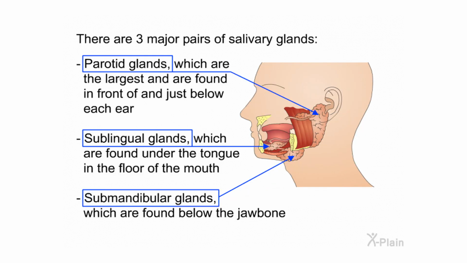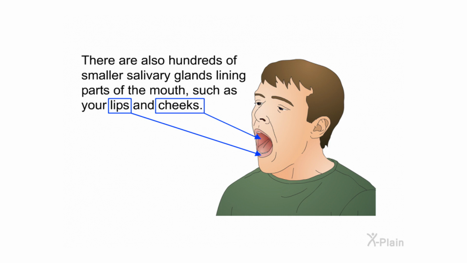There are three major pairs of salivary glands. Parotid glands, which are the largest and are found in front of and just below each ear. Sublingual glands, which are found under the tongue and the floor of the mouth. Submandibular glands, which are found below the jawbone. There are also hundreds of smaller salivary glands lining parts of the mouth, such as your lips and cheeks.